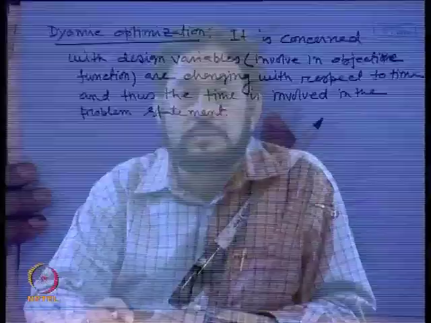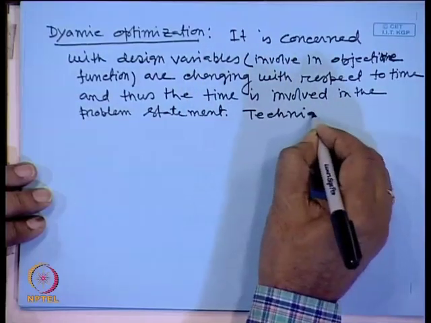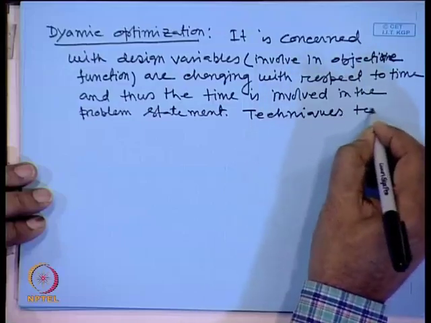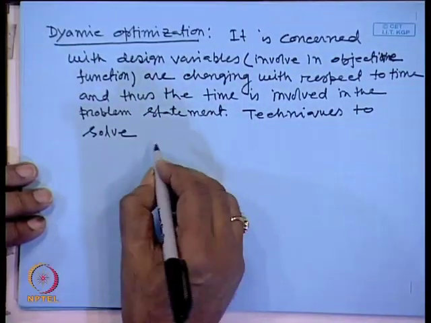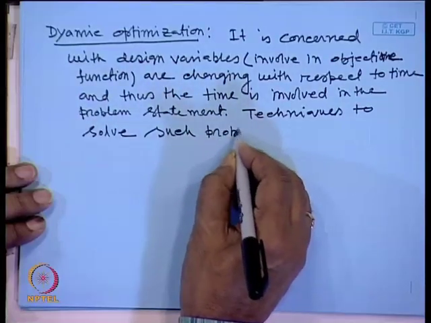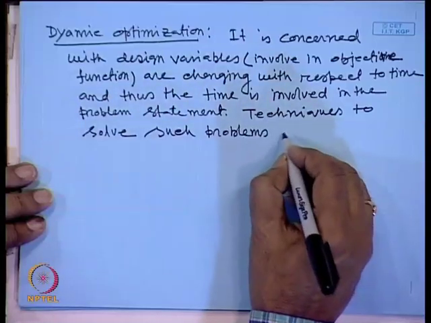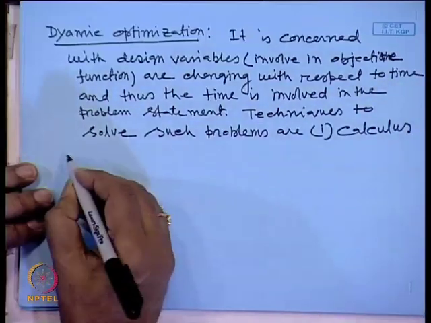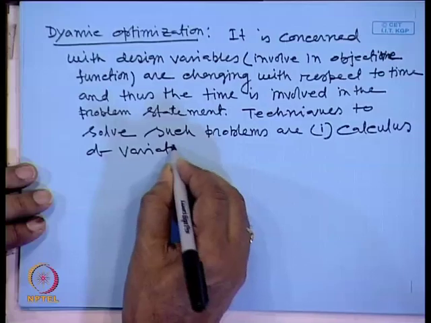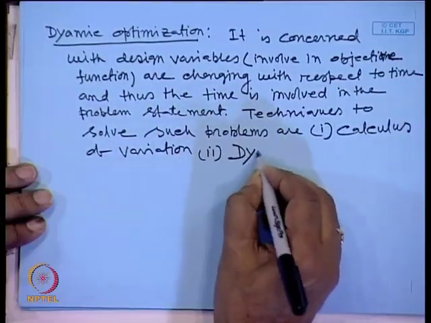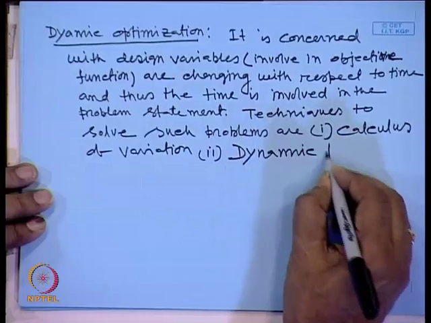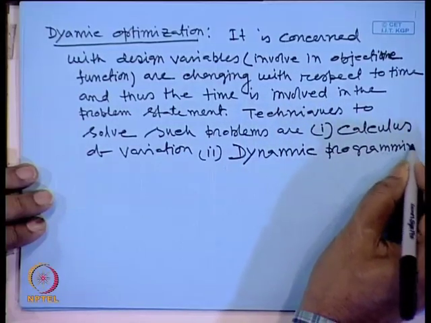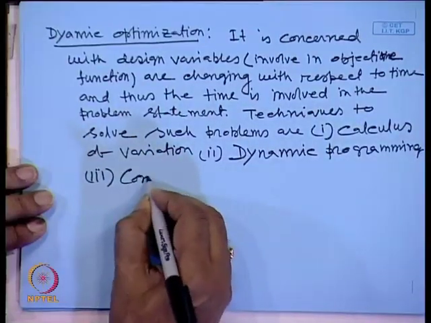Just as I mentioned, there are three techniques available to solve such problems. One, calculus of variations. Two, dynamic programming. Third is convex optimization problems.